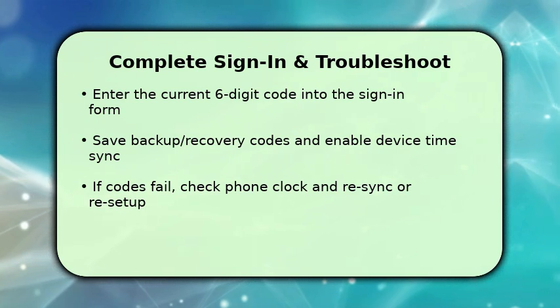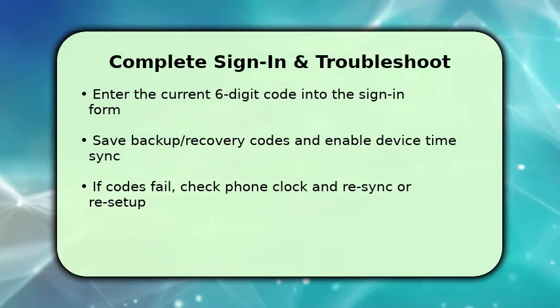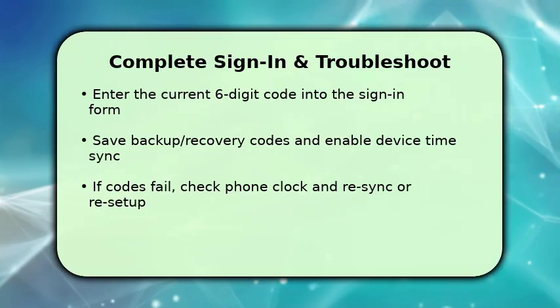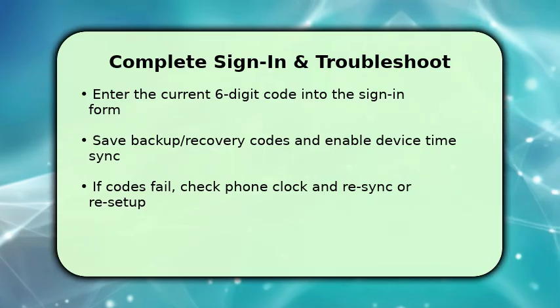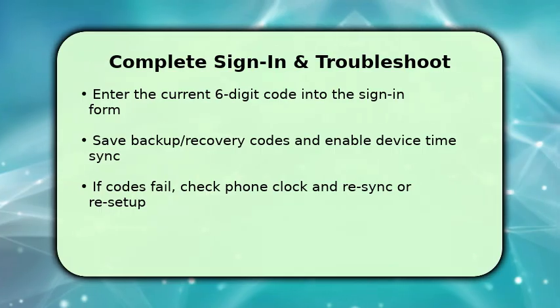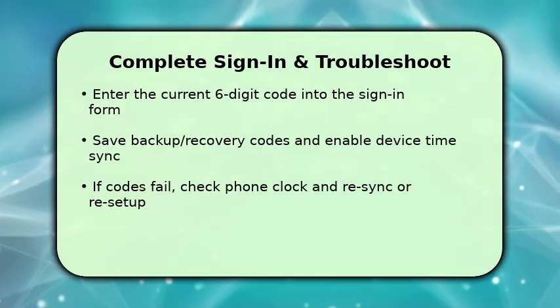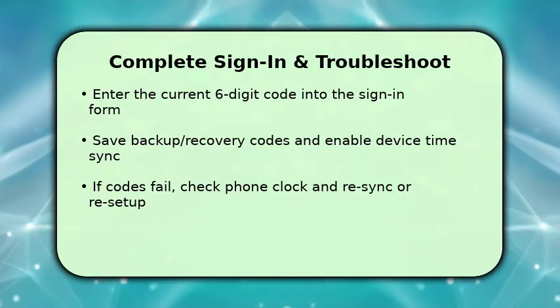Next, save any backup or recovery codes the service gives you and enable automatic time synchronization on your phone so tokens remain accurate. If the code is rejected, make sure your device clock is set to automatic network time, then recheck the code. If problems persist, remove and re-add the account using the original QR or setup key.